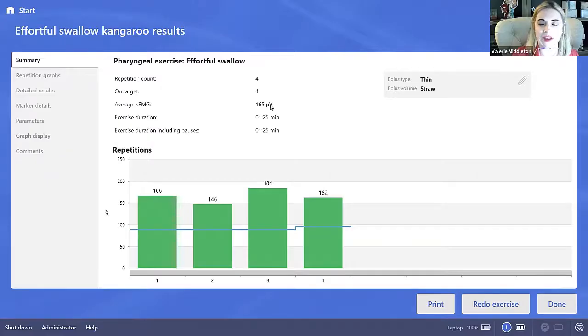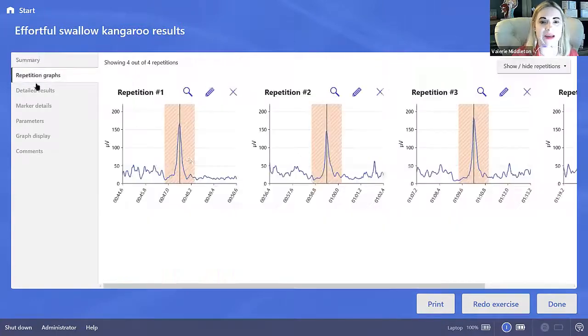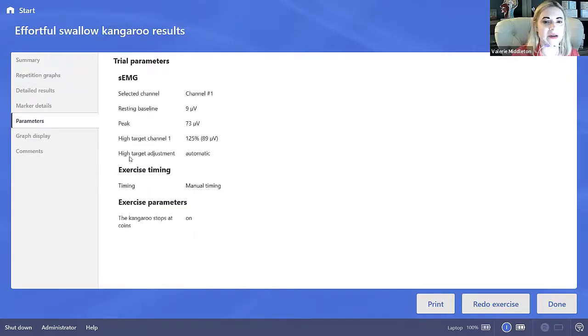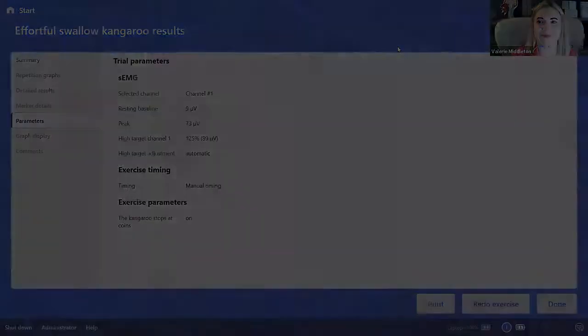It will tell me what the average microvoltage peak was during this exercise, and how long the exercise took. Again, I can go through my repetition graphs and I can move anything if I need to. And I can also look at the parameters to see what that level was where I started, so 125% effort. All of this can be very helpful for the clinician's objective documentation.